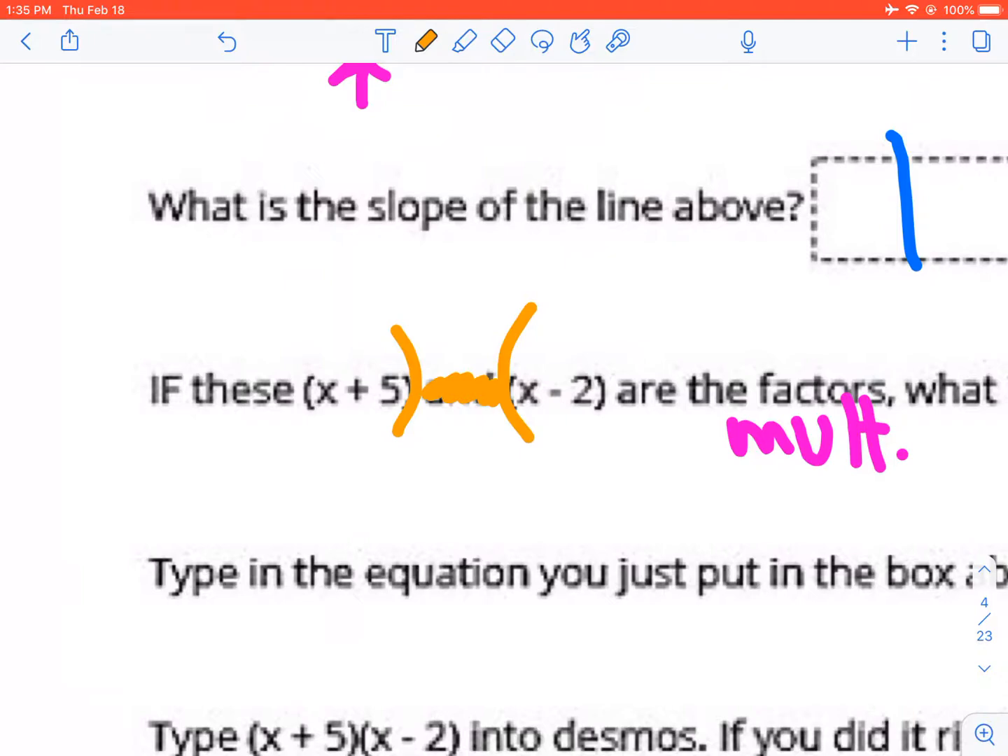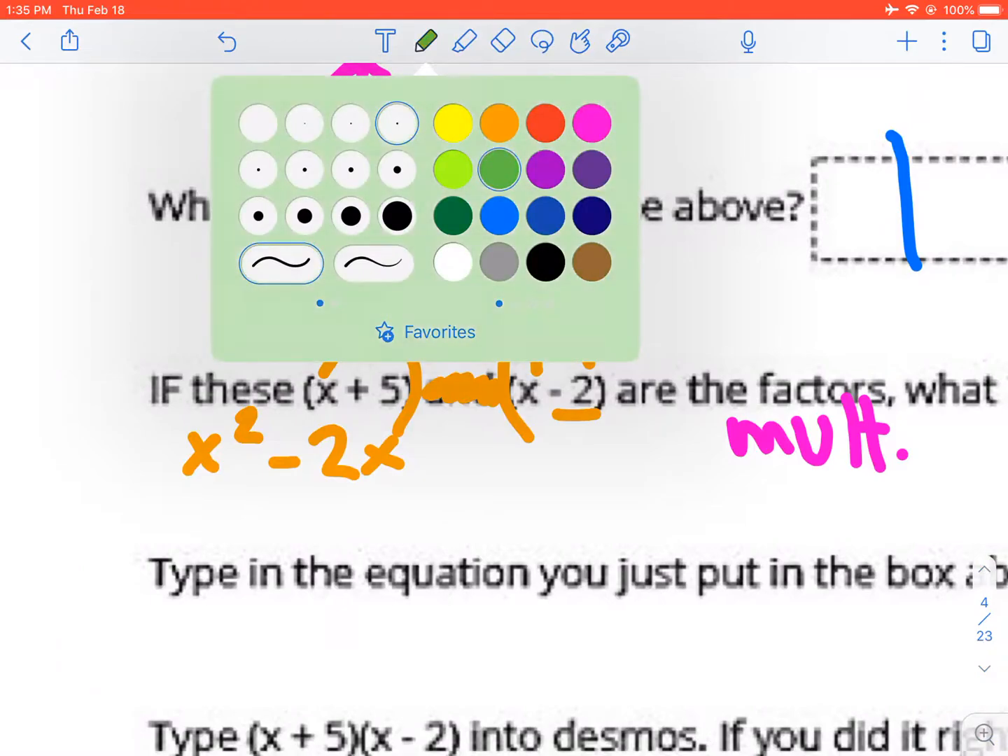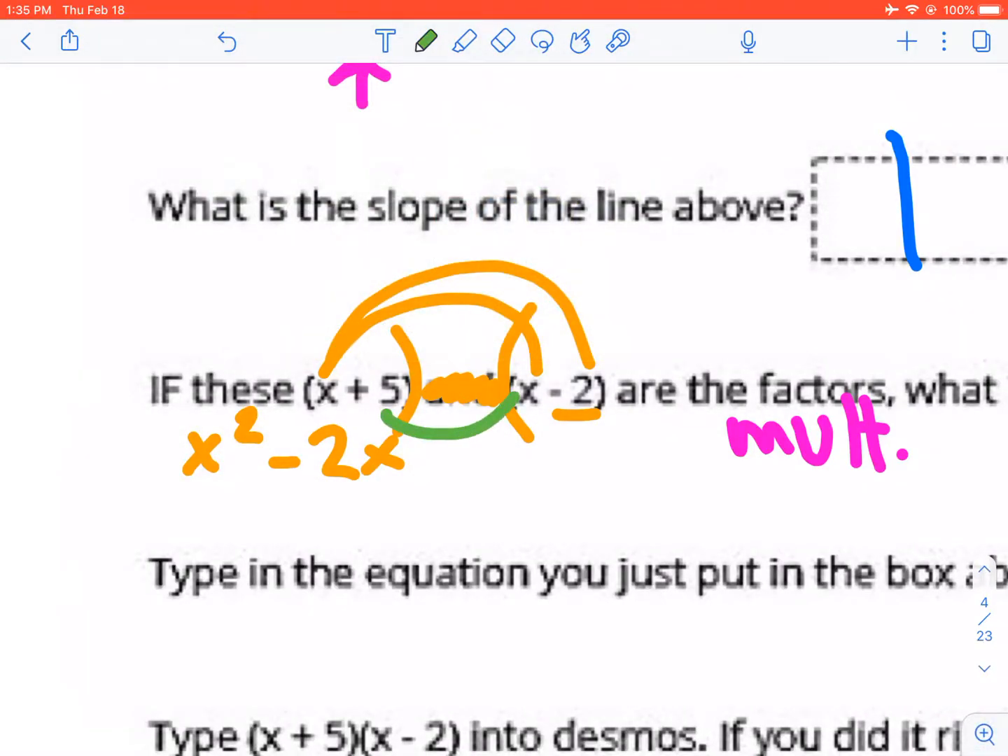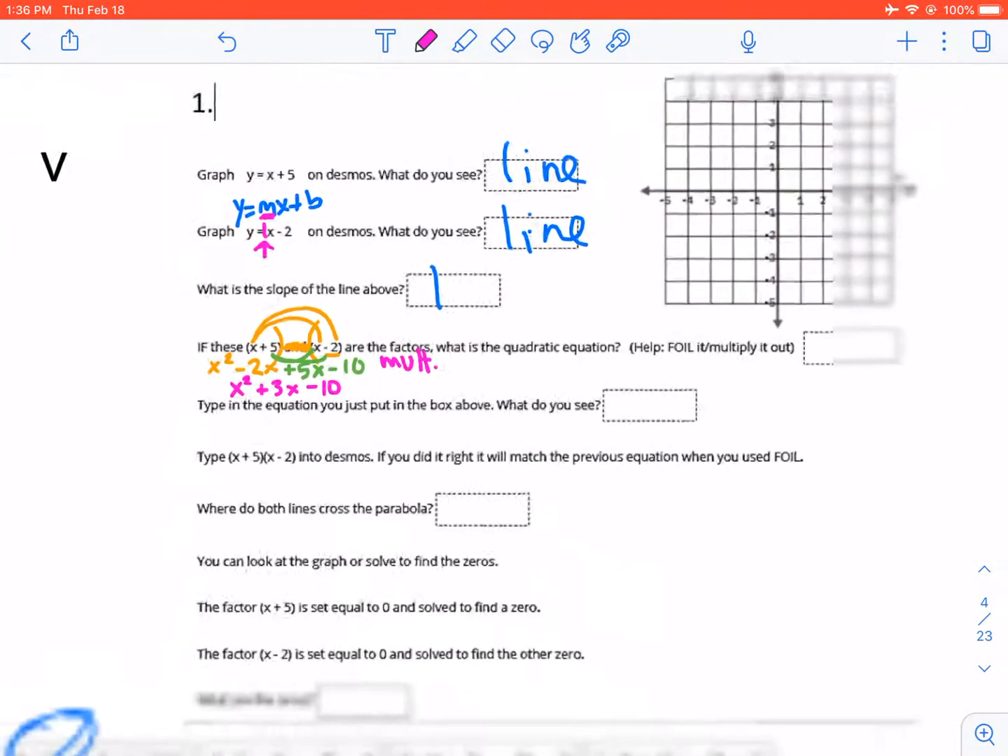So x times x is x squared. X times a negative 2 is negative 2x. Then I'm going to do my next one. I have a plus 5 times x. That's going to give me a positive 5x. And a positive 5 times a negative 2 is a negative 10. When you combine your like terms, you have x squared. Negative 2x and a positive 5x give you positive 3x when you combine those like terms. And then we have minus 10. So that is supposed to be an answer that goes in a box.